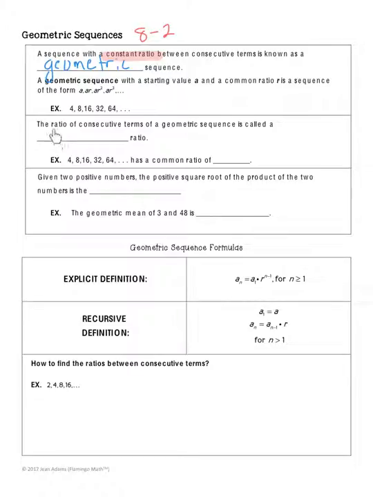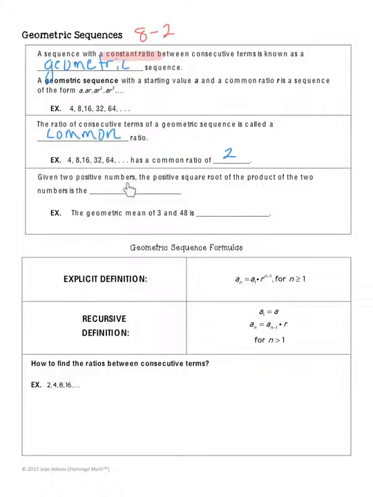The ratio of consecutive terms of a geometric sequence is called a common ratio. So in arithmetic, we had a common difference, and in geometric, we have a common ratio. In this particular one, as we suggested, the common ratio is 2, because we keep multiplying by 2.